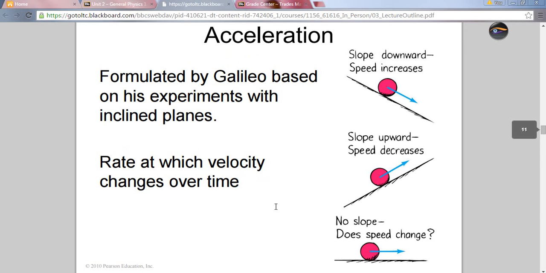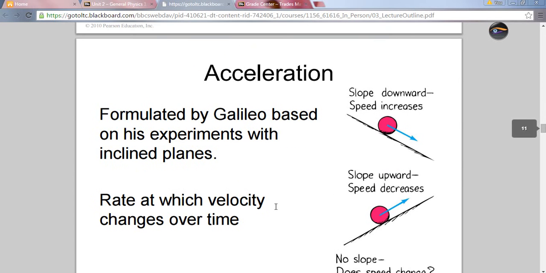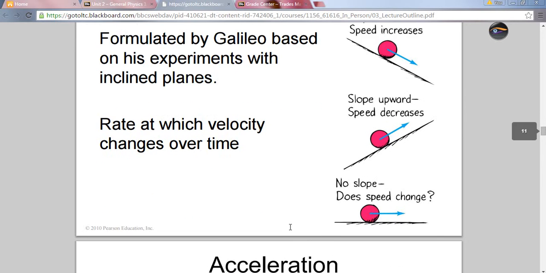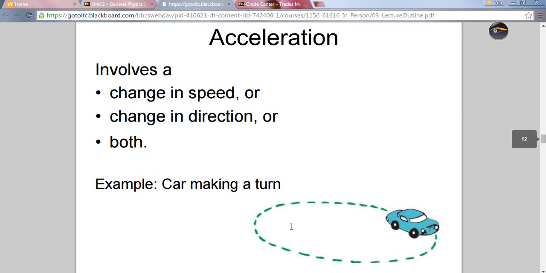Now, acceleration, as on the previous slide, is the rate at which velocity changes over time. So acceleration involves a change in speed, or a change in direction, or you can have both going on. Something about acceleration is that we can always feel it. We can always feel when we're slowing down. We can always feel when we're speeding up.